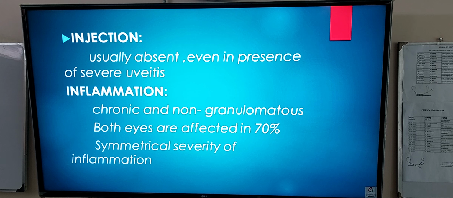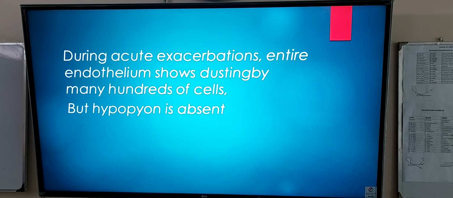Injection, that is conjunctival congestion, is usually mild, even in the presence of severe uveitis, and is often absent. It is a chronic, non-granulomatous inflammation in this type of juvenile idiopathic arthritis. Both eyes are affected in 70%, with symmetrical severity of inflammation. During acute exacerbations, the entire endothelium shows dusting by many hundreds of cells, but hypopyon is absent.